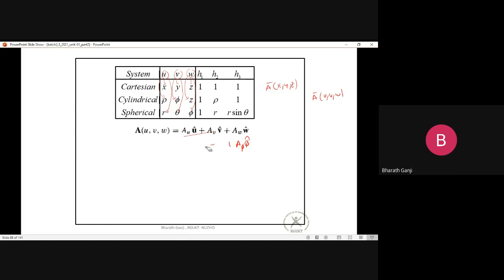So keeping this in view, let me write the common formula. For Cartesian, these are the pre-multipliers which we will be using in our formulas, h1, h2, h3. For Cartesian, these values are 1, 1, 1, whereas for cylindrical it is 1, rho, 1, and for spherical it is 1, r, r sin theta.